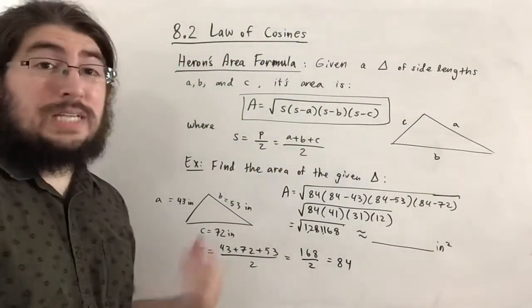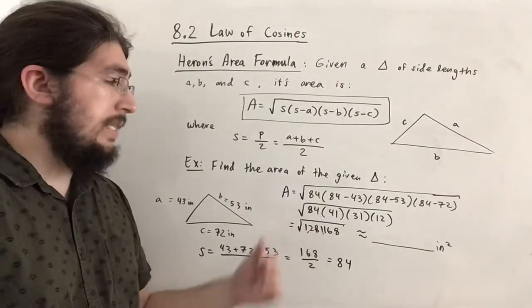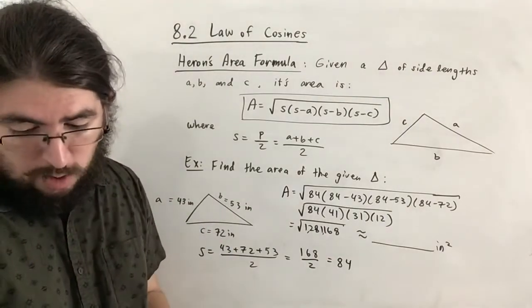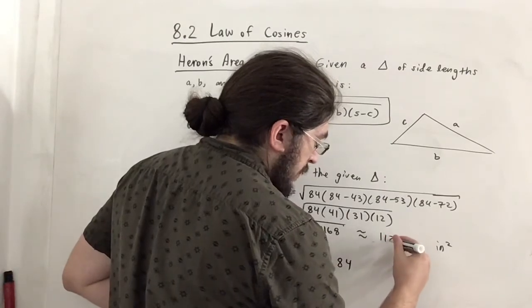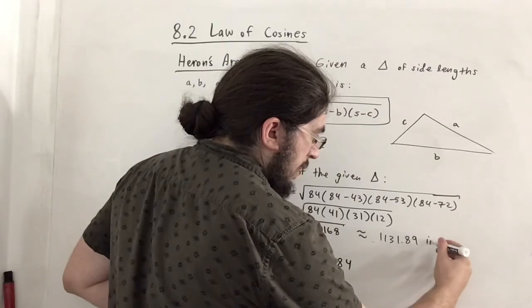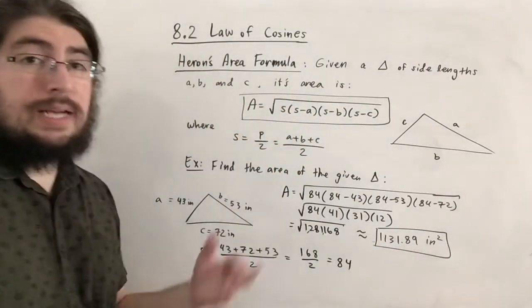All right, so the number was actually quite large. It was 1,281,168, which is a really large number. When we square root this, we get 1131.89 if we round. 1131.89, and let me scoot in that inches squared. And yeah, there we go. That's the area of this triangle. And that's the end for this problem.